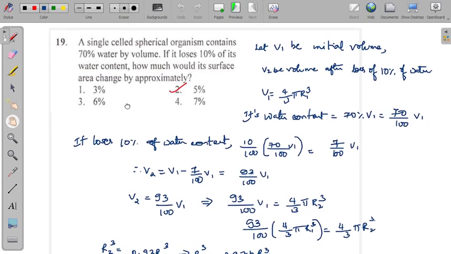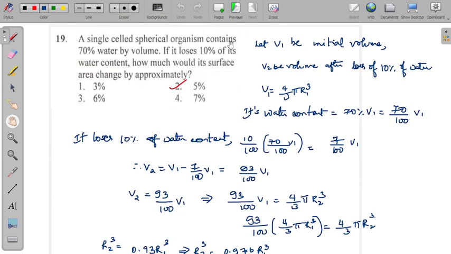A single-celled spherical organism contains 70% of water by volume. If it loses 10% of its water content, how much would its surface area change by approximately? We have to find the volume separately, get the radius, then the surface area. So let V1 be the initial volume, V2 be the volume after loss of 10% of water.